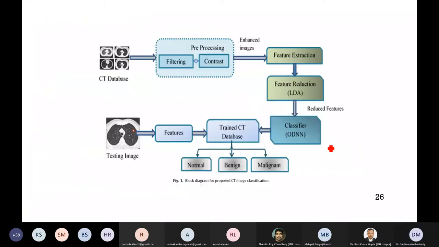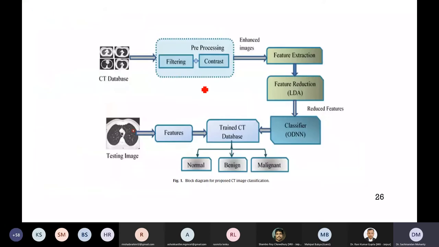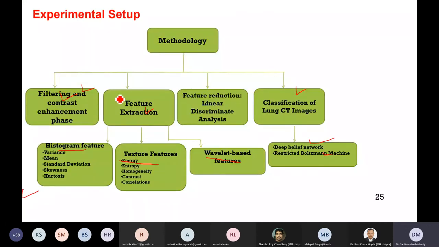So what is the graphical representation here? Here the clinical differentiations are represented. So these are the database we considered as the input data. Now here the pre-processing is there.